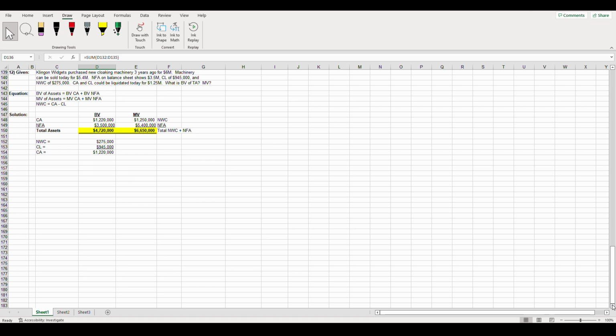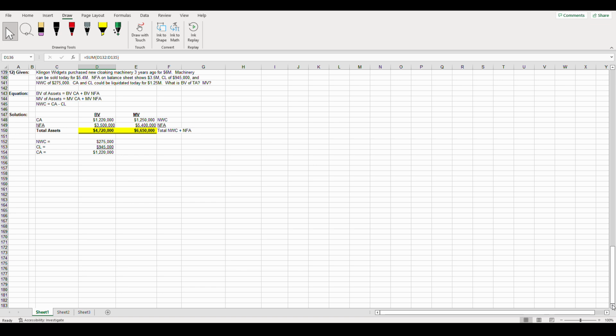Current liabilities are $945,000 on the books on the balance sheet, and net working capital is $275,000, also derived from the balance sheet. Current assets and current liabilities, market value, they could be liquidated or sold today or paid off today for $1.25 million. What is the book value of total assets, and what is the market value? And I think in this case he's asking for a market value of net working capital plus net fixed assets.